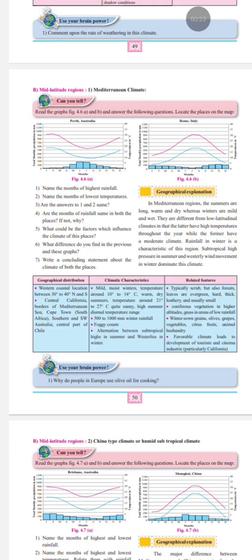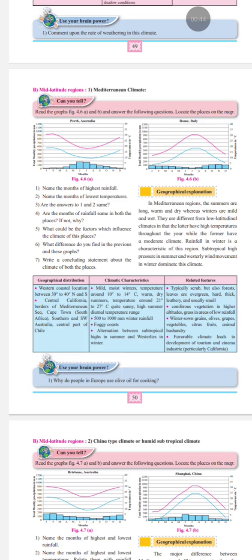First is Mediterranean climate, second is China type climate or humid subtropical climate, and third one is marine West European type climate. So, without wasting time, let's understand each one point by point in simple language. So, first one you can see in mid latitude region is Mediterranean climate.